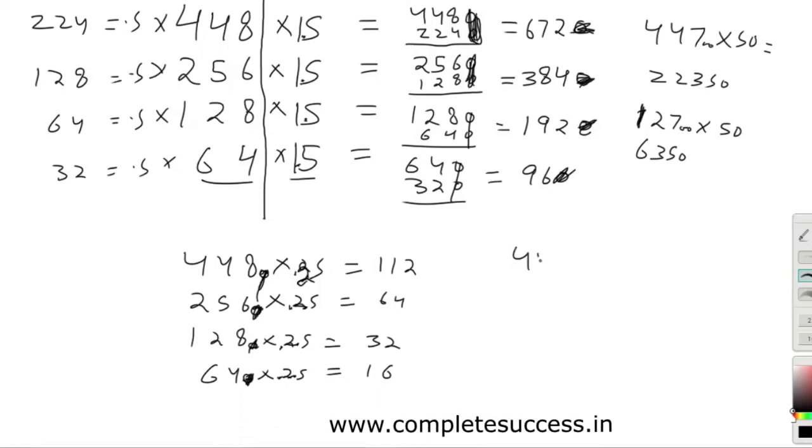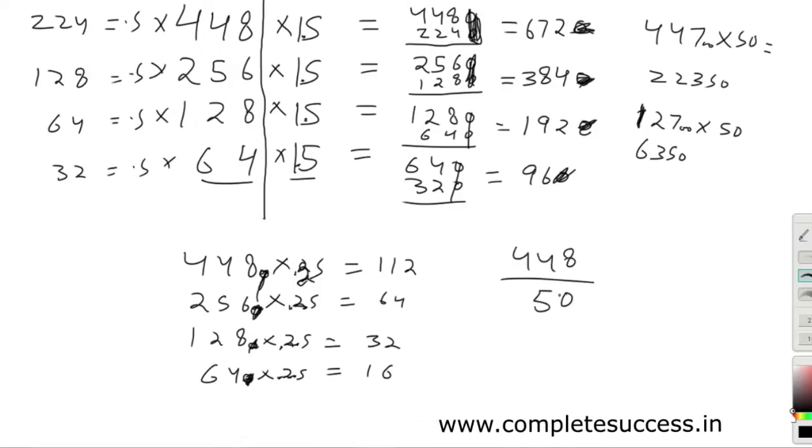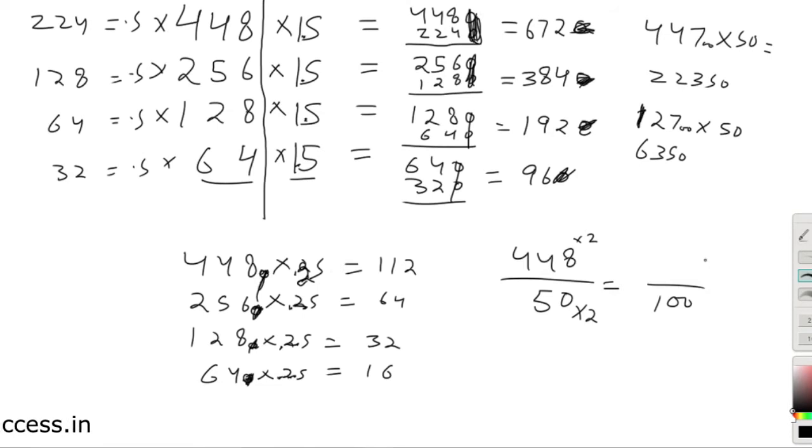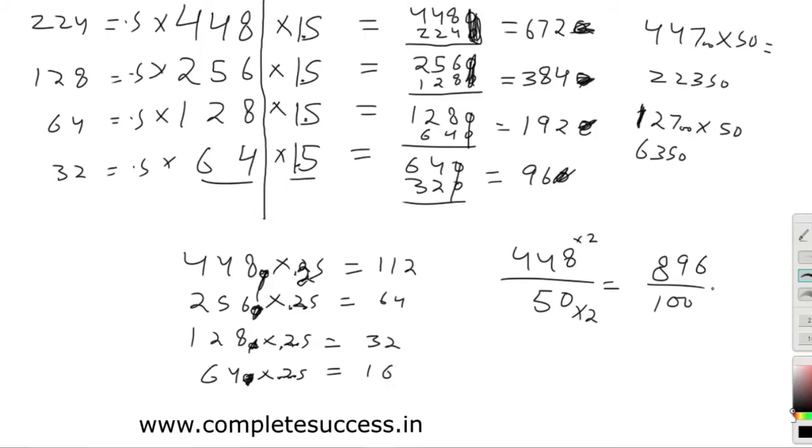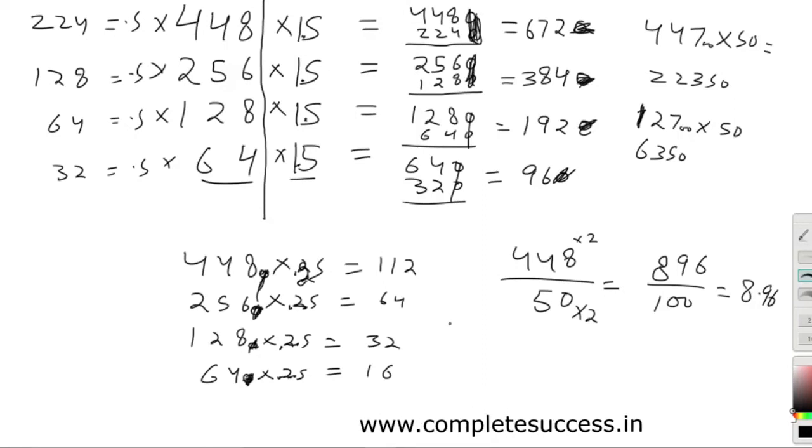Example, 448 divided by 50. We first did multiply of 50, now we are doing divide with 50. So 448 divided by 50, instead of dividing this value, we'll double 50. What is double of 50? Then what is double of 448? 896. Is it clear? So your answer is 8.96.